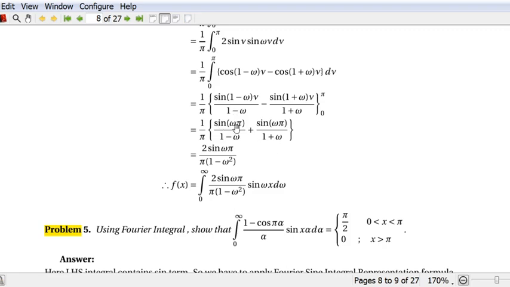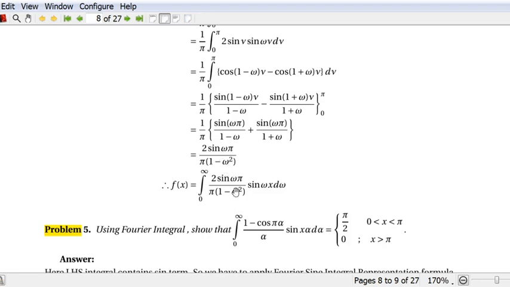multiply this numerator by 1 plus omega and this numerator by 1 minus omega. On simplification, we got 2 times sine pi omega divided by pi into 1 minus omega square. Here we can take either cross multiplication or LCM. Whatever process we use, we get 2 sine omega pi by pi into 1 minus omega square. This is our b of omega.